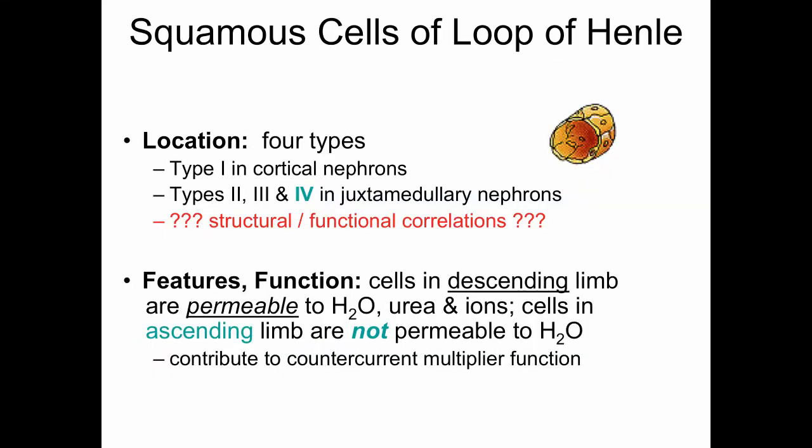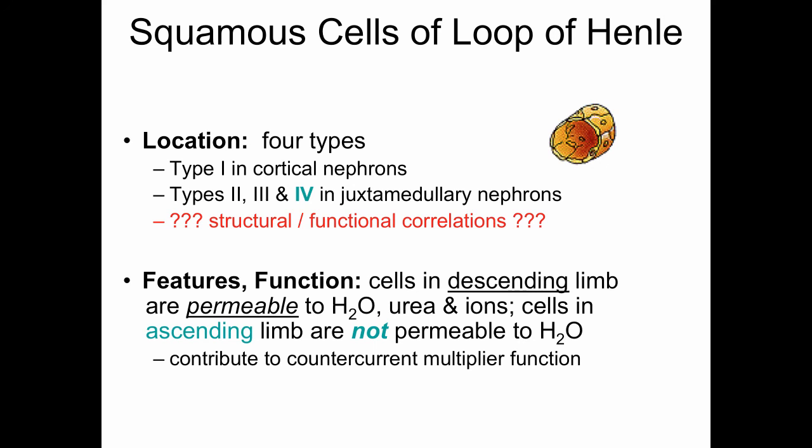With respect to the squamous cells of the loop of Henle, there are 4 types. Type 1 in the cortical nephrons, types 2, 3, and 4 in the juxtamedullary nephrons. You don't really have to worry about this. Some people believe there are different structural and functional correlations to the different types of cells in the loop of Henle.